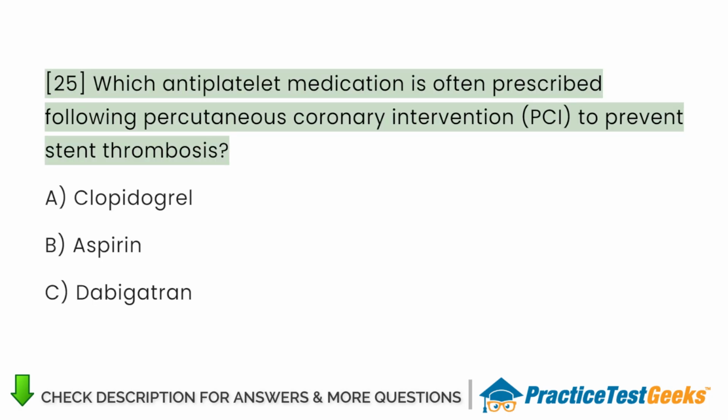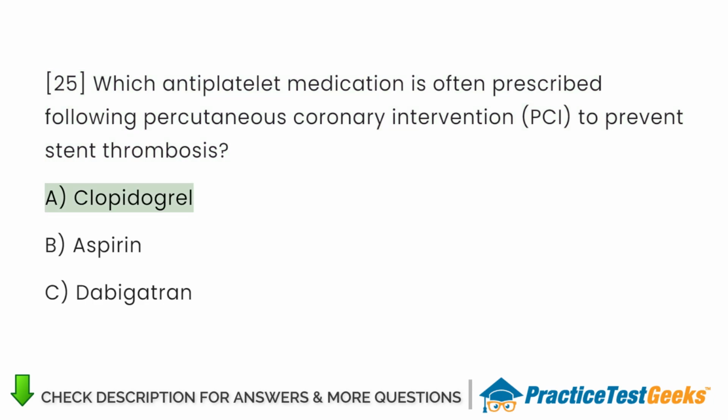Which antiplatelet medication is often prescribed following percutaneous coronary intervention, PCI, to prevent stent thrombosis? A. Clopidogrel. B. Aspirin. C. Dabigatran.